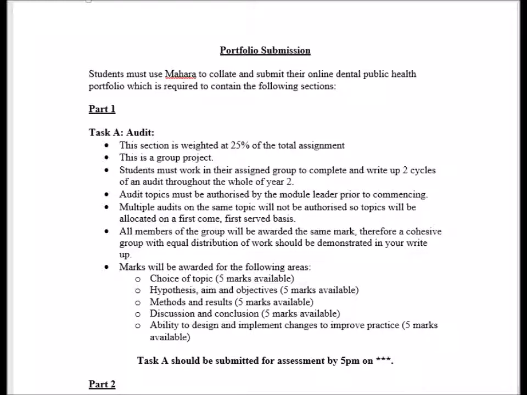And was it something that you were able to work towards making a good change with? Then there's 5 marks available for your hypothesis, aim and objectives. So how you've structured those, how you've utilised them when you've been analysing your results. The method and results is obviously quite a big part of it as well.